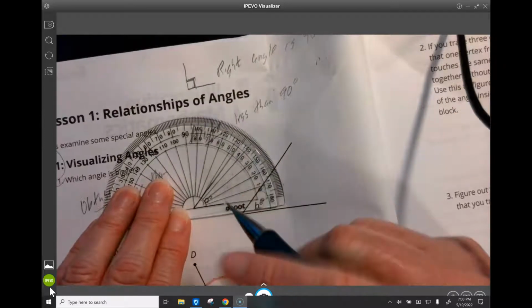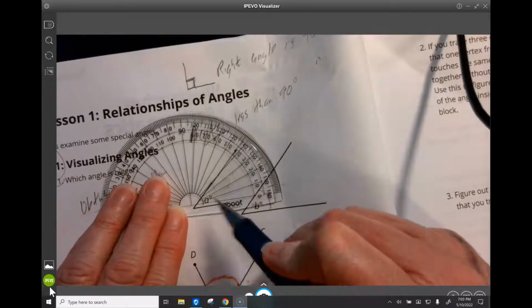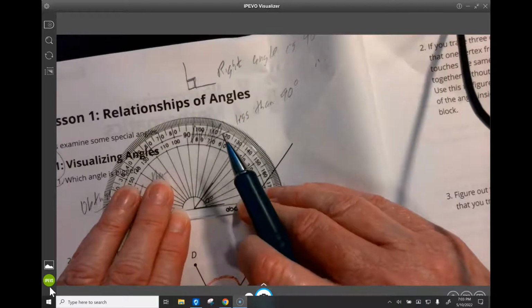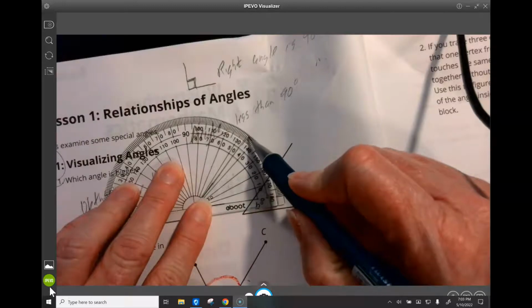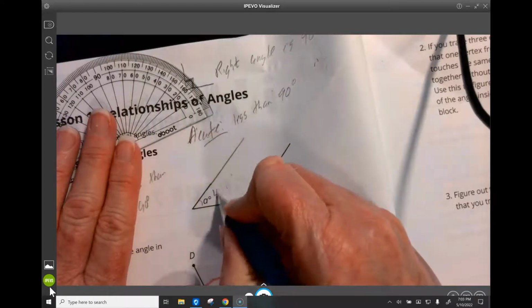So here we go, line it up. See, I'm lining this side up with this side. I put that point right there, and there's my protractor. I come all the way out here. That says it looks like it's about 46 degrees.